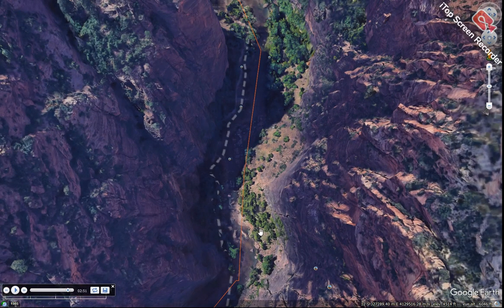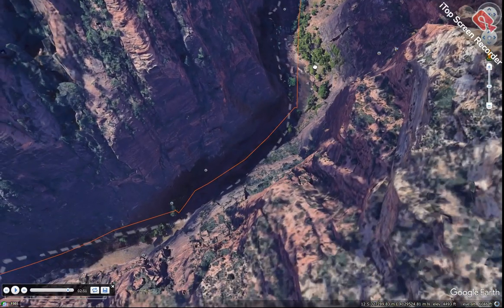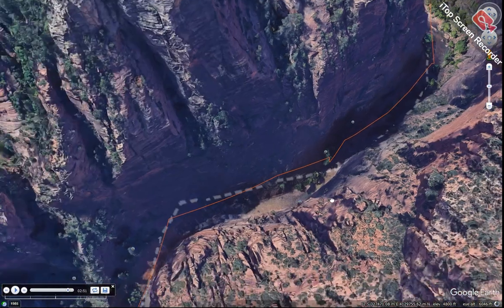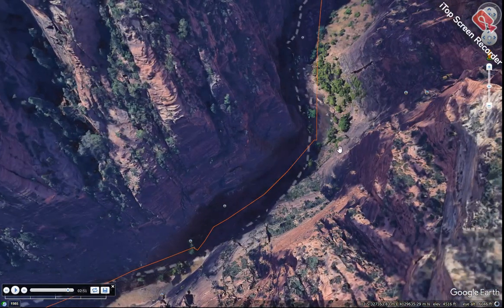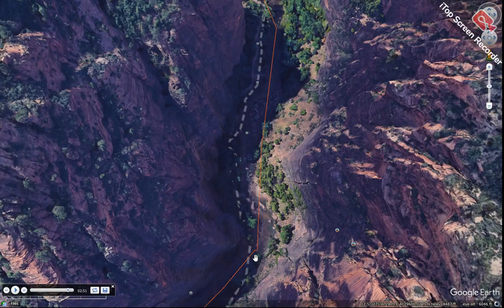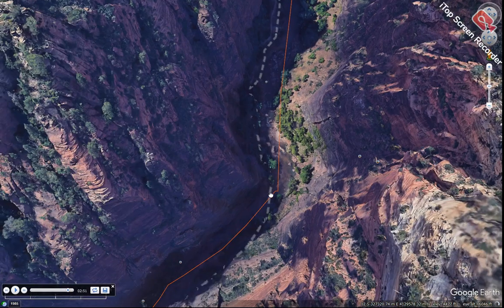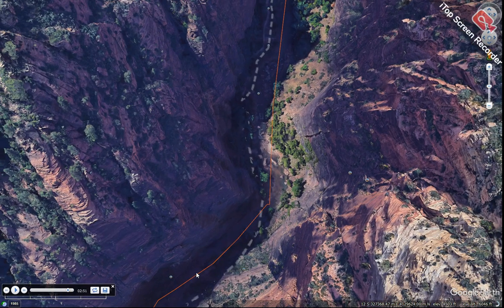Okay, right about here. Yeah, right about here, right after this curve right here. Right after this curve is where the actual trail for the Narrows starts. And if you look right here, you can actually kind of see it. So everyone who basically comes and just hikes in but doesn't get wet, this is as far as they can go. And then right around this bend here, there's no more trail, and you're just hiking in the water.